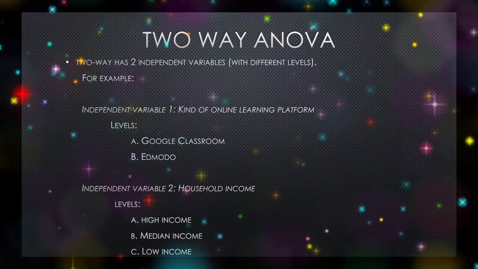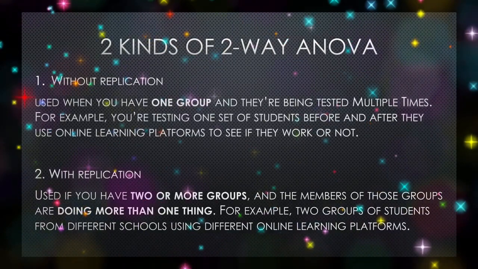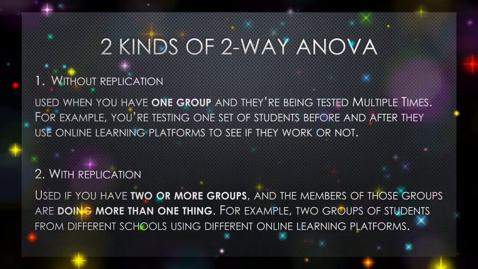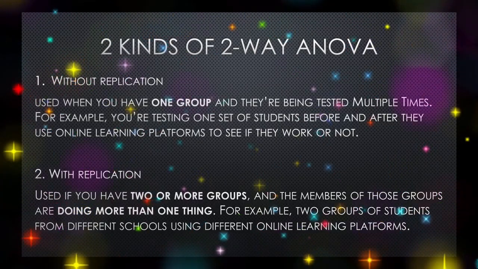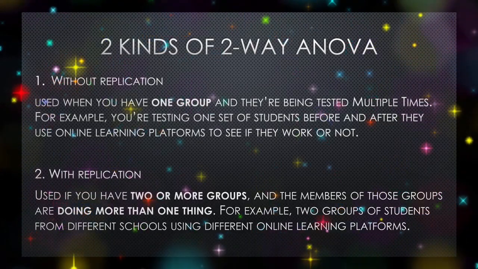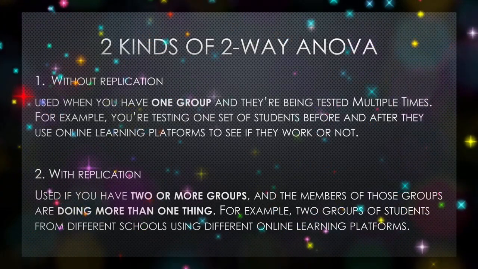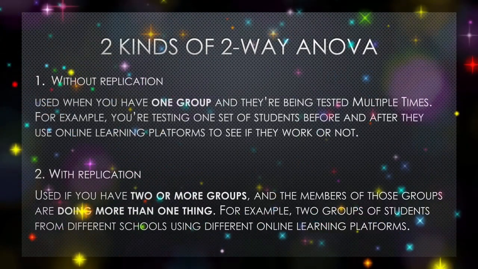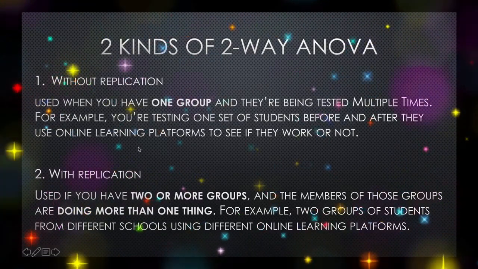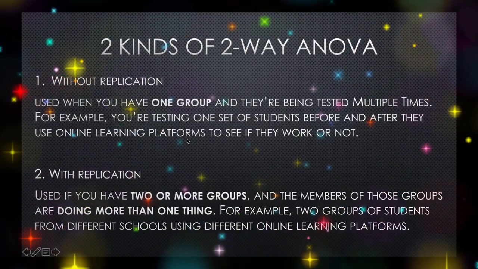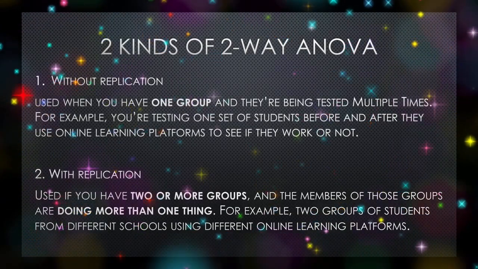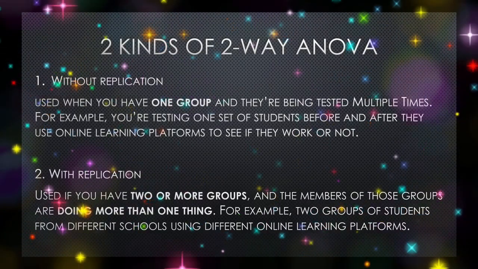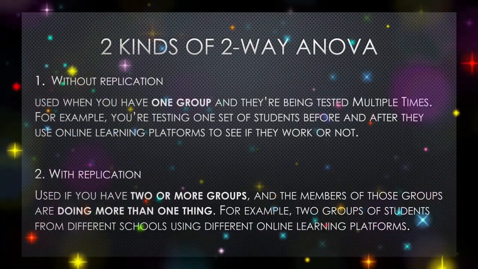And when you are using two-way ANOVA, you're going to see that there are also two different kinds of two-way ANOVAs. One is without replication. The second is with replication. Okay? And without replication, you are using one group, but they are being tested multiple times, which means from one group, you will have multiple sets of data that you can compare. Just remember, this one group refers to the group of respondents that you may have. If you have like a questionnaire or participants, right? But that same group will be subjected to multiple different treatments.